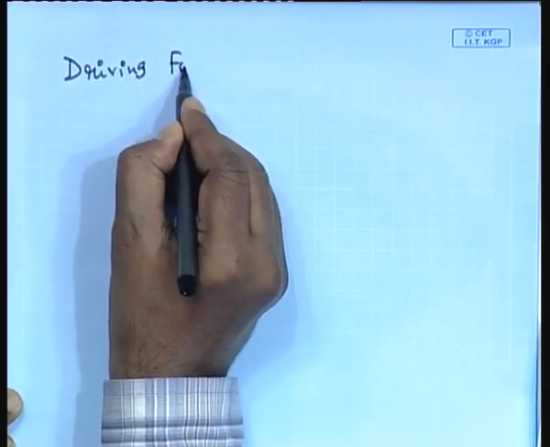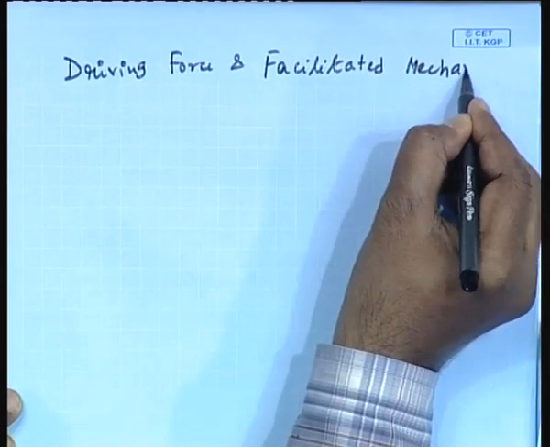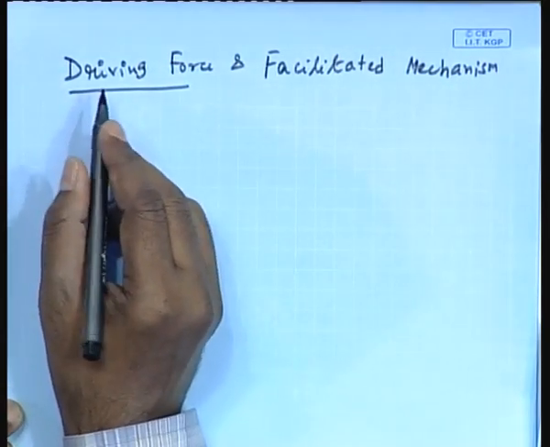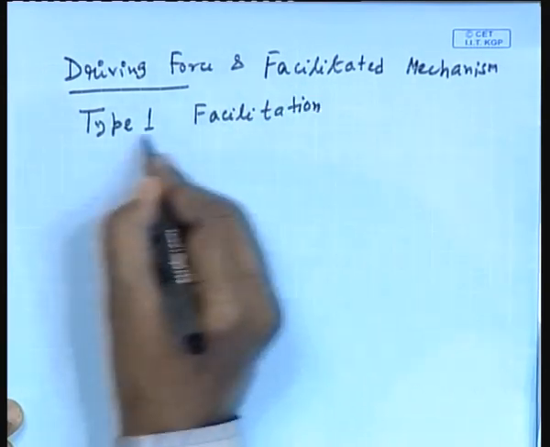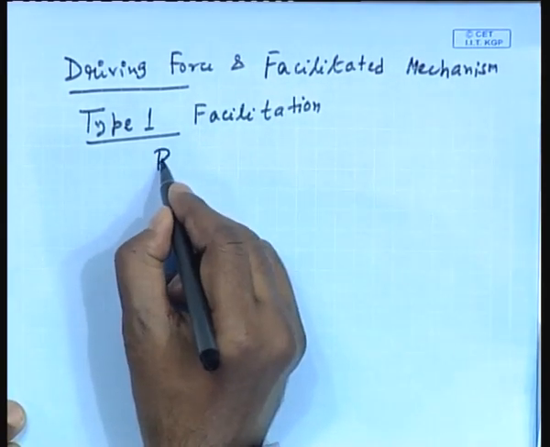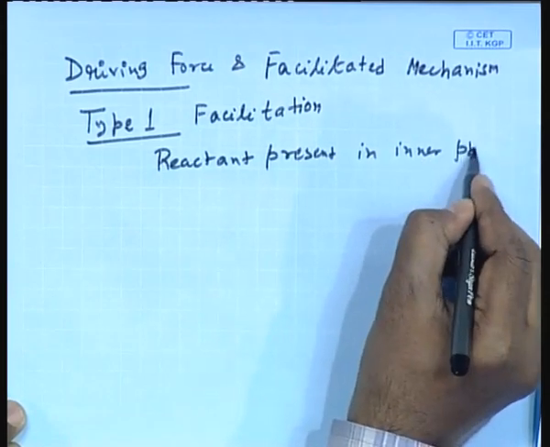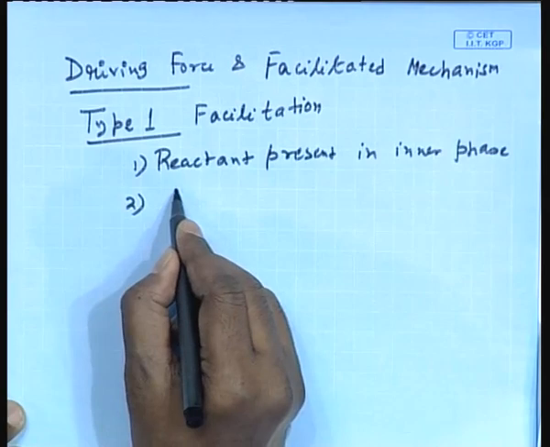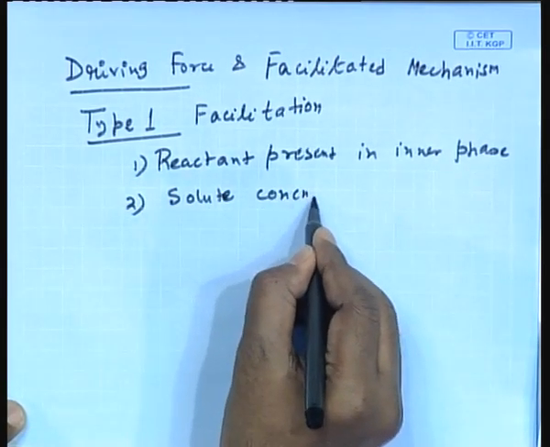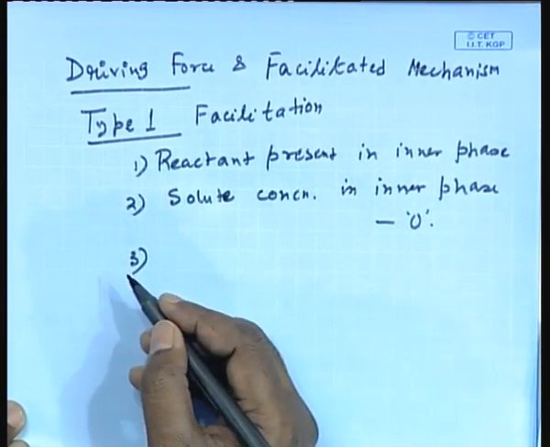Now, let us look into the driving forces and facilitated mechanism. There are two types of facilitation one can have. One is type 1 facilitation. In type 1, we have a reactant present in the inner phase. I am just writing the salient features. Therefore, this reactant reacts with the solute, so the solute concentration in the inner phase is 0. So you maintain the maximum concentration gradient.